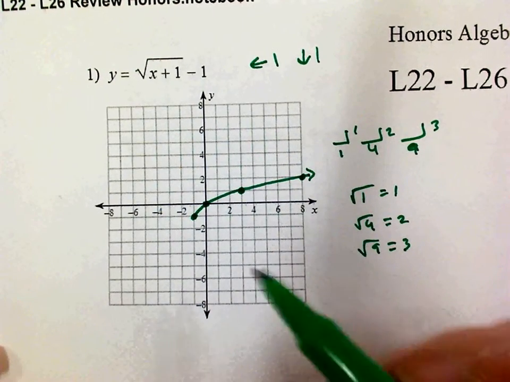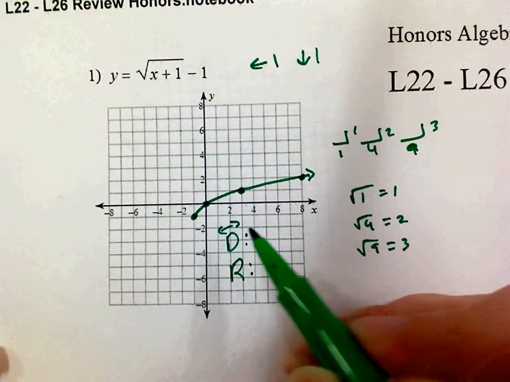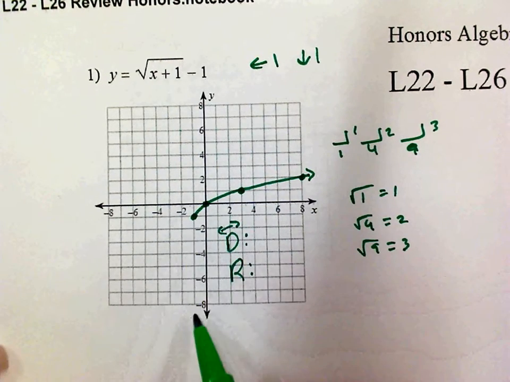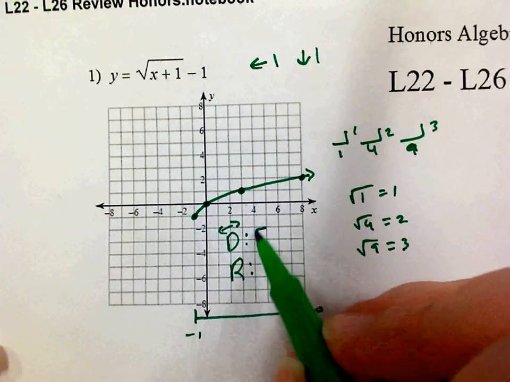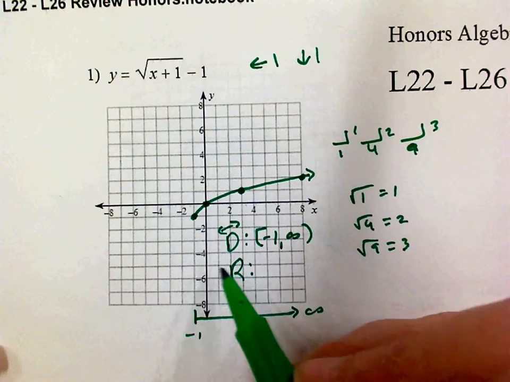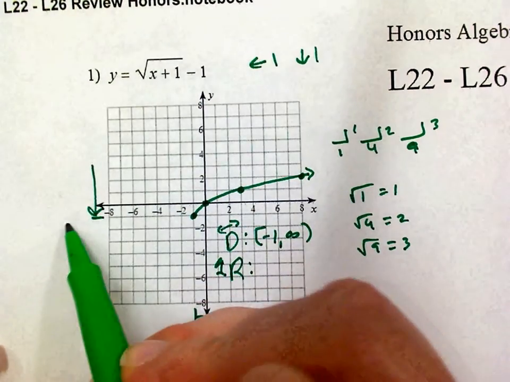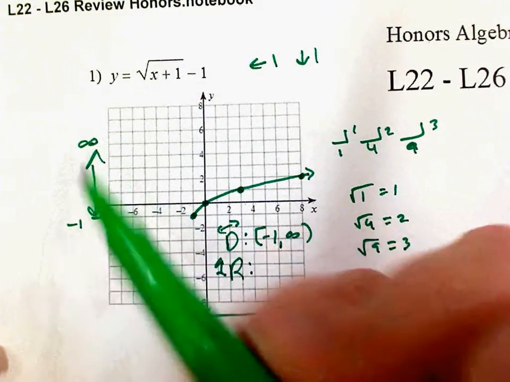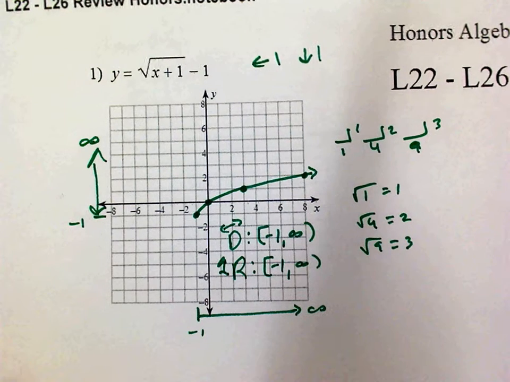Now we do need to state domain and range. So when I think about domain, domain is left and right. The farthest to the left it goes is -1, and then it goes all the way to infinity. So -1 to infinity. Now range is up and down. So when I think about the lowest it goes is -1, and the highest it goes is infinity. So, -1 to infinity. Okay?